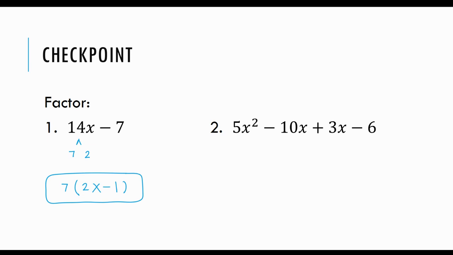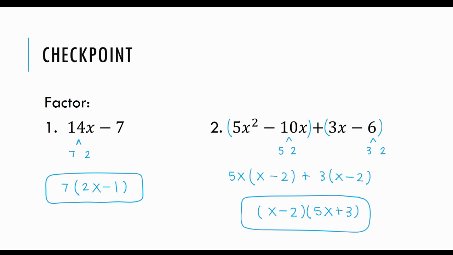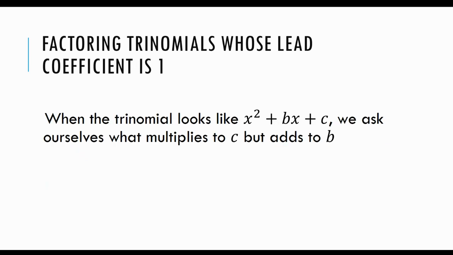So hopefully you paused, and the first one you saw that the only thing that those two terms had in common was a 7, so I factored that out, and you're left with a 2x minus 1 afterwards. We had a factor by grouping. The nice thing is that they had that addition sign in the middle. Took out the GCF from each of those two. I was able to continue then factoring because they had the parentheses with an x minus 2, so we were able to take out that GCF.